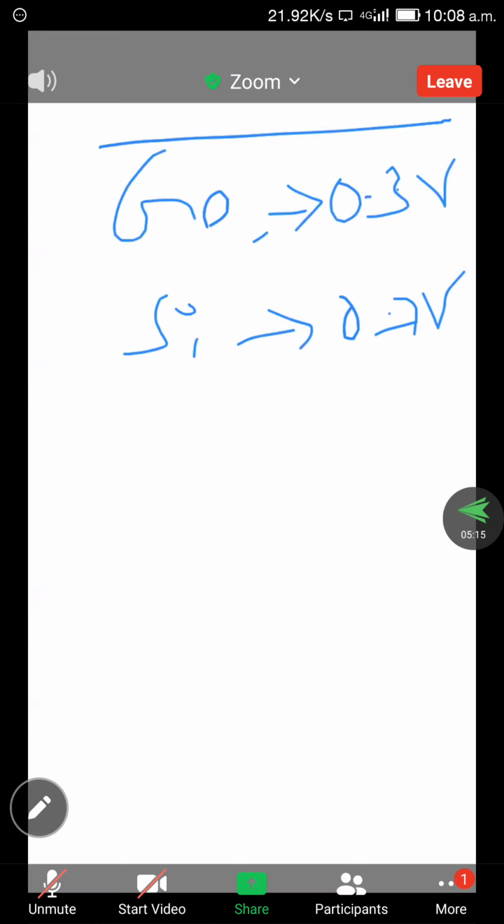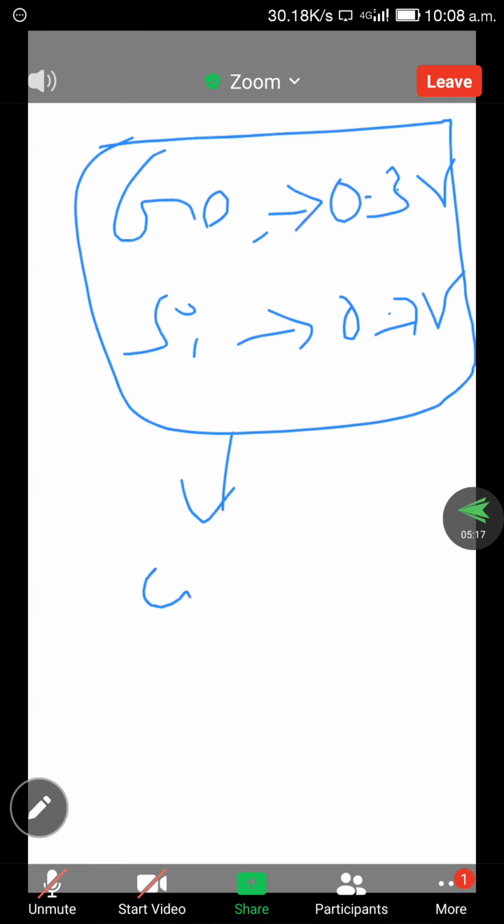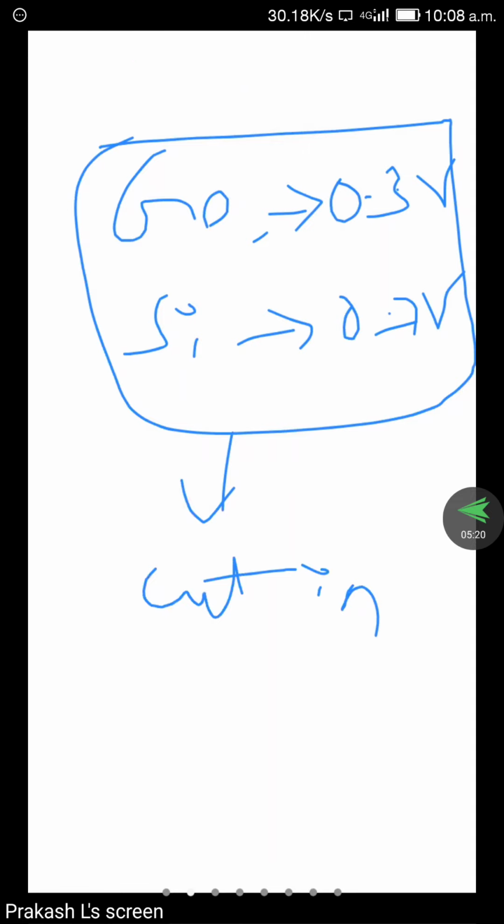Okay, so normally these semiconductor devices will act as resistors. It resists the current up to a certain voltage. For germanium, the voltage is 0.3 volts. For silicon, 0.7 volts. This is also known as the cut-in voltage.